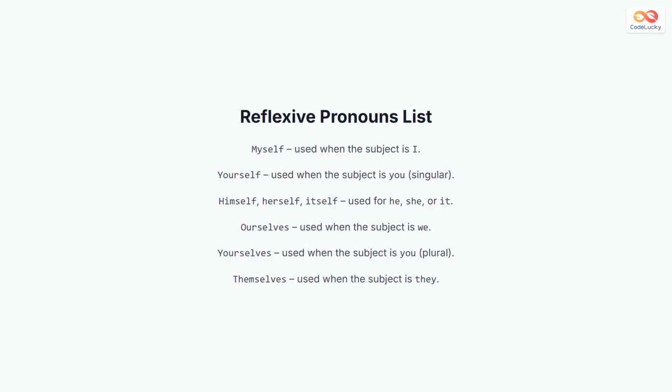Here are the most common reflexive pronouns. Myself is used when the subject is I. Yourself is used with you in singular form. Himself, herself, and itself are used with he, she, or it. Ourselves is used when the subject is we. Yourselves is used for you in plural form. Themselves is used when the subject is they.